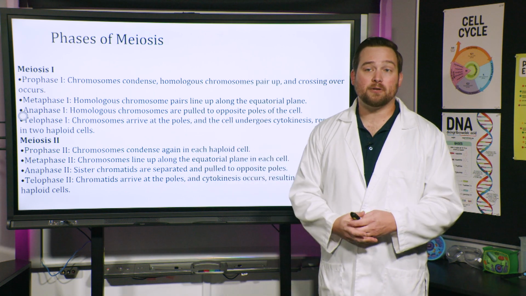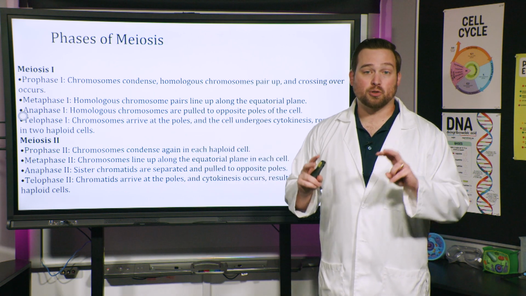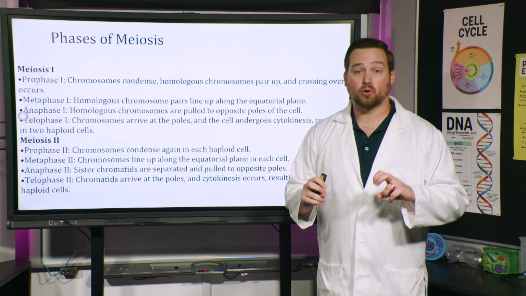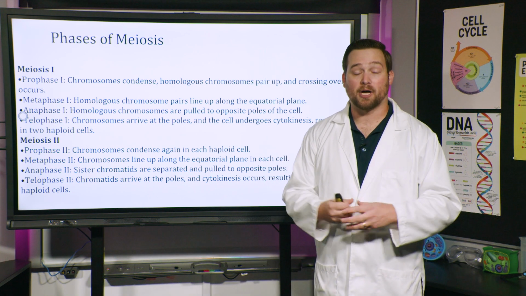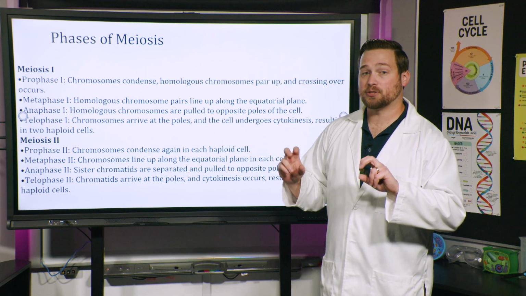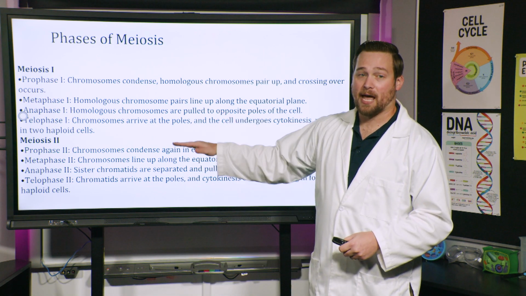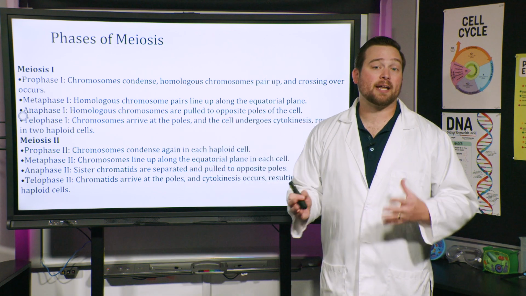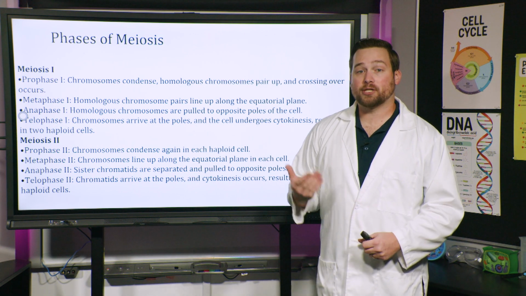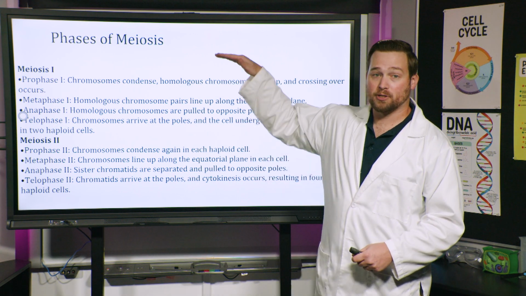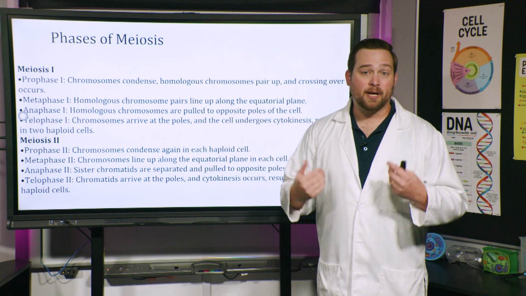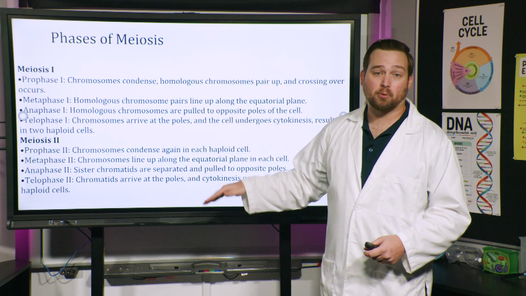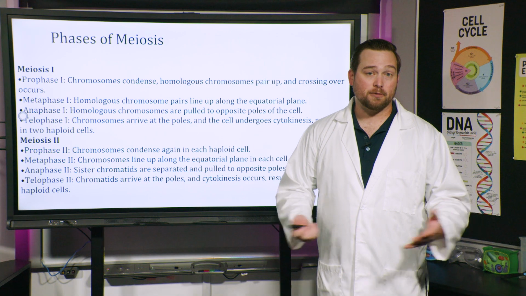On the flip side, if you see me using words like sister chromatids, so sister chromatids line up in the middle, sister chromatids get pulled apart to opposite poles, that term, sister chromatids, is going to let you know that it's happening in meiosis 2. So just keep an eye out for those. If a question has the word homologous chromosome, it's happening up here in meiosis 1. If the question has the term sister chromatids, it's probably happening here in meiosis 2.